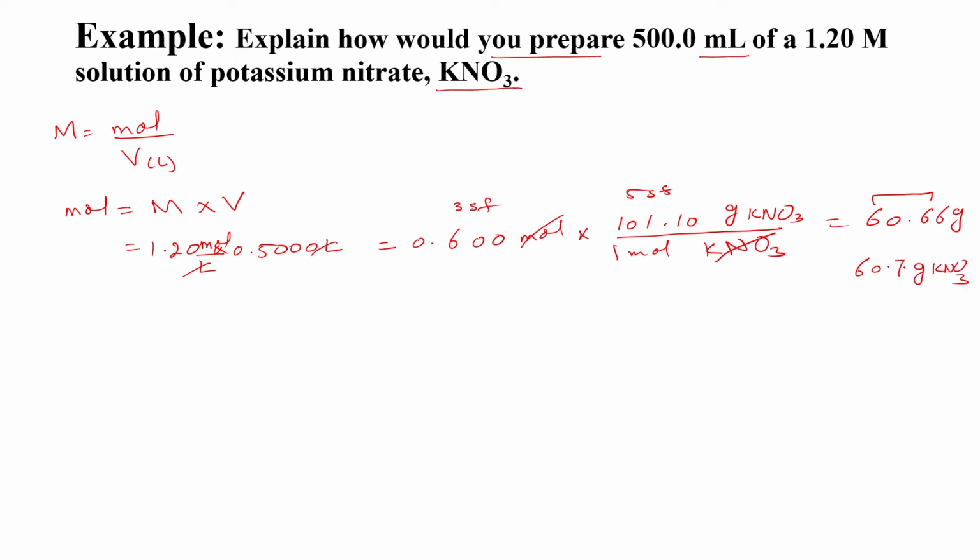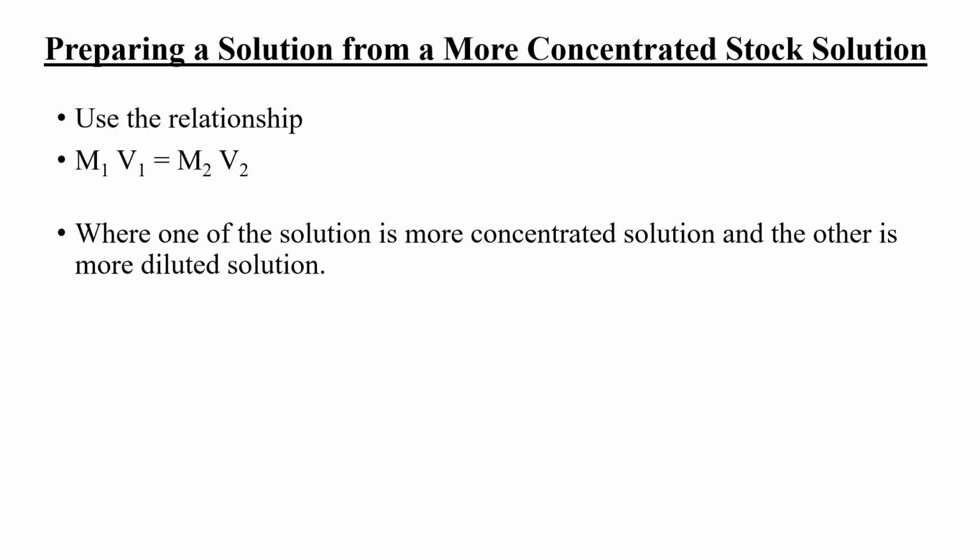And after that, your answer will be all those 3 steps that we did in the previous slide, that you will be dissolving this 60.7 grams of potassium nitrate in a 500 ml volumetric flask. Then you will dissolve this amount of solute in a small amount of solvent. Once it is completely dissolved, then you will be adding enough water to make the volume up to the 500 ml marking. So our next topic is preparing a solution from a more concentrated stock solution.